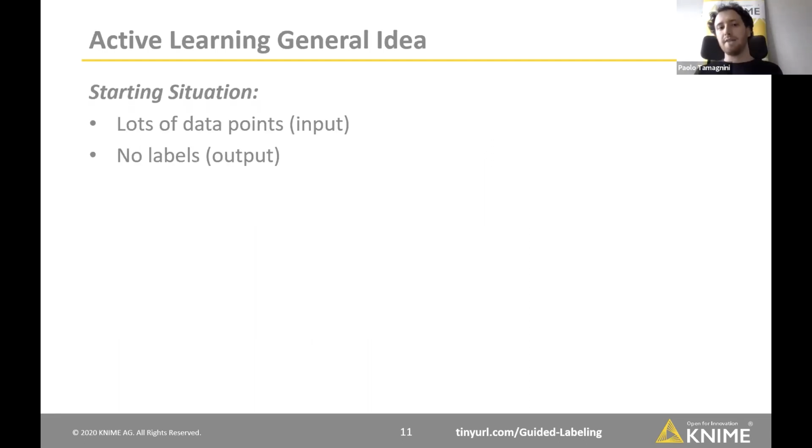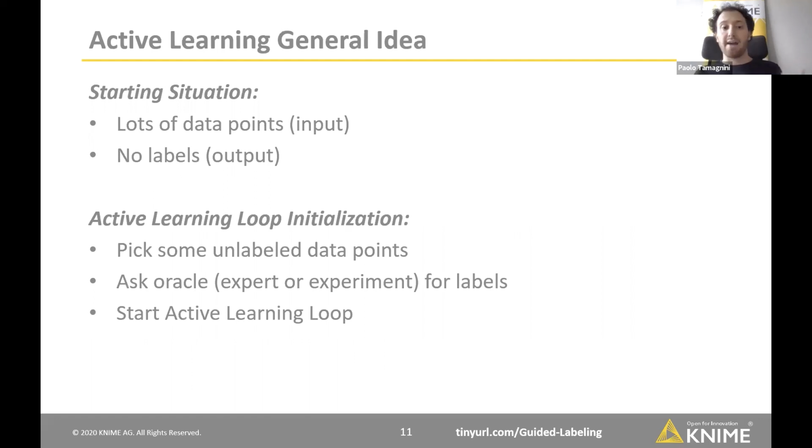So we have a starting situation with lots of data points, and that is the input, the features of our data set, and no labels. That's the point, right? We start with no labels at all. And we initialize the active learning loop by picking some data points that are still unlabeled and just showing them to what is called in active learning literature, the oracle. So the oracle, the expert, looks at those data points and can label them, just a few of them. And then we can actually start the active learning loop.